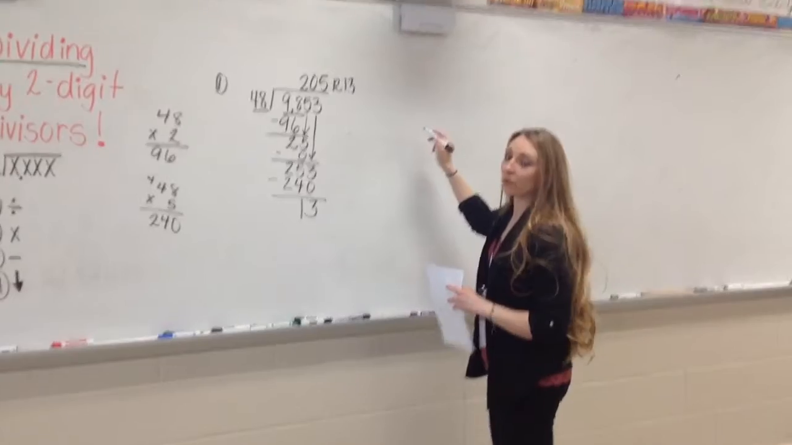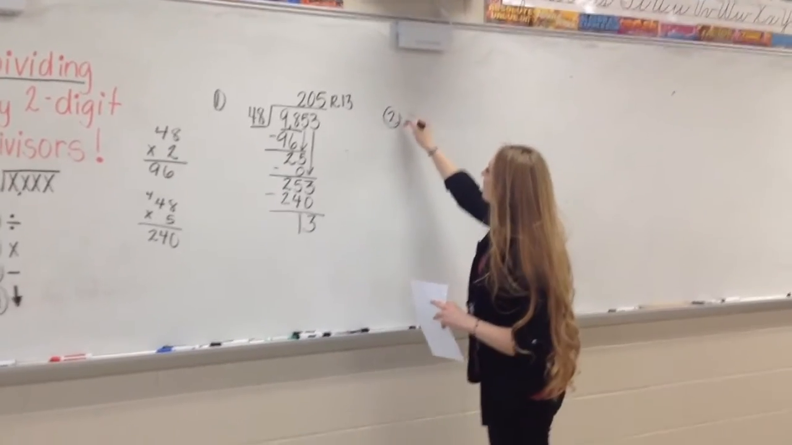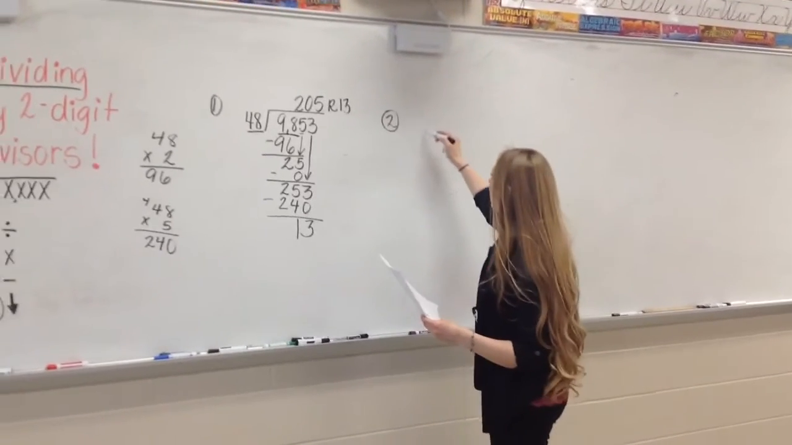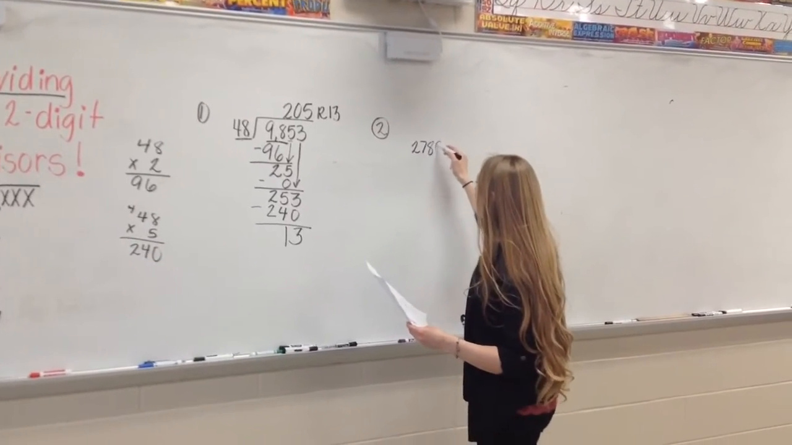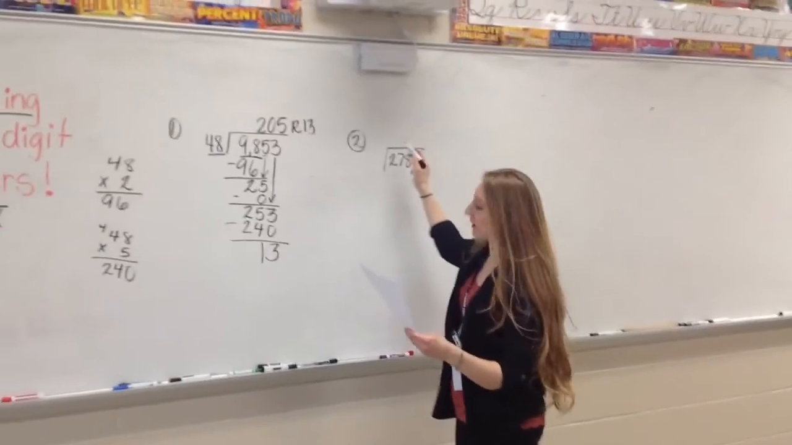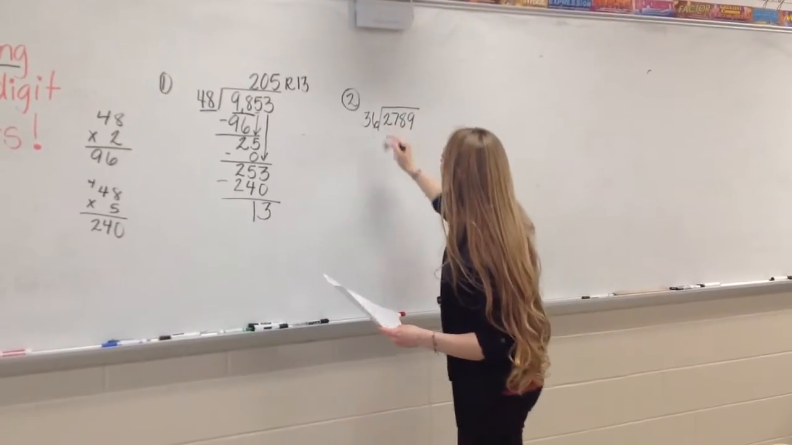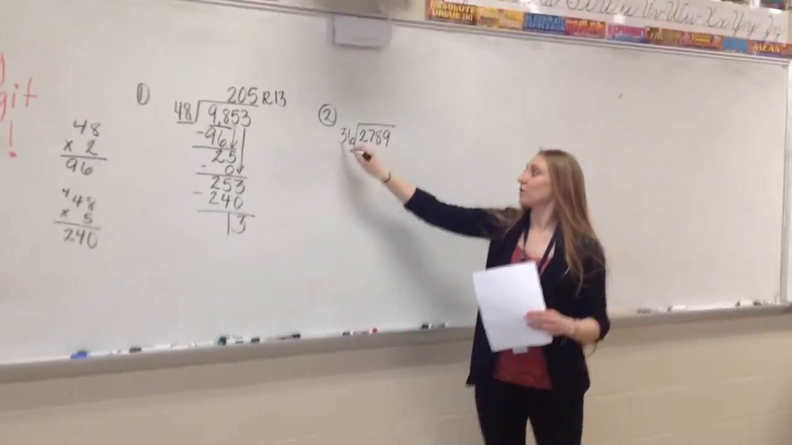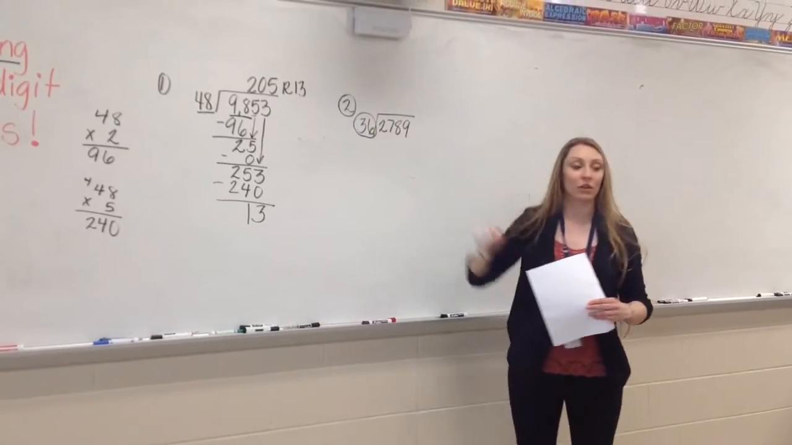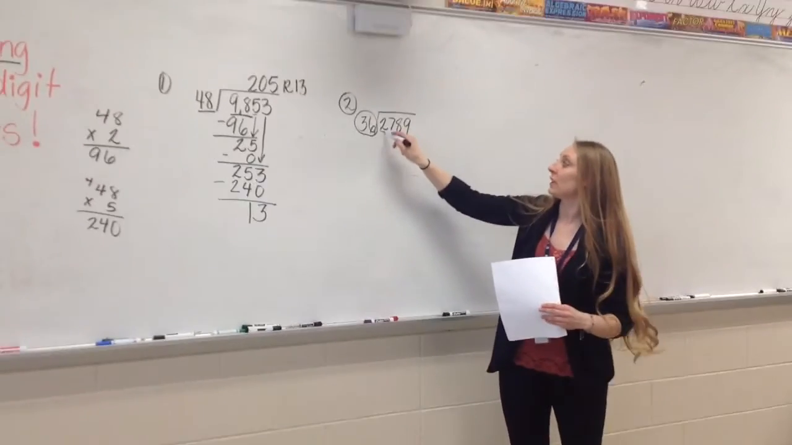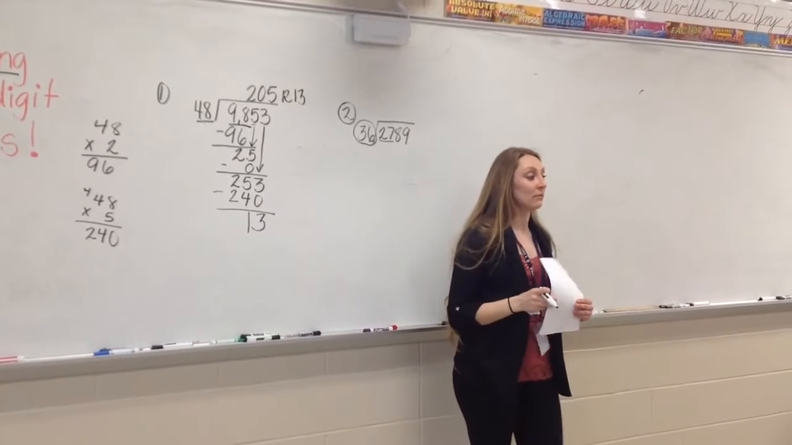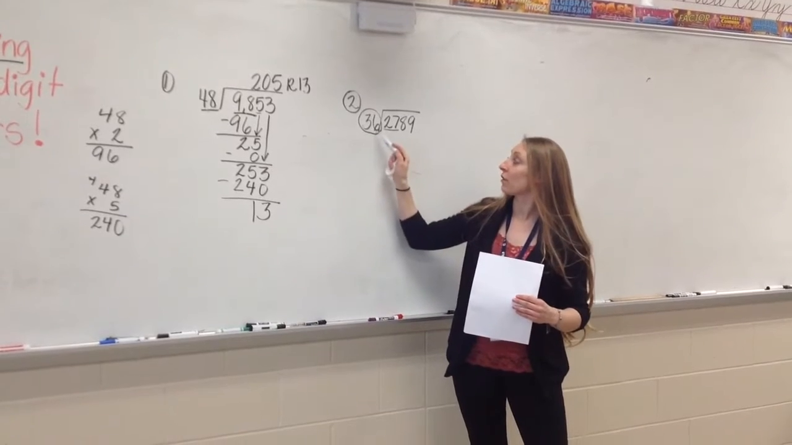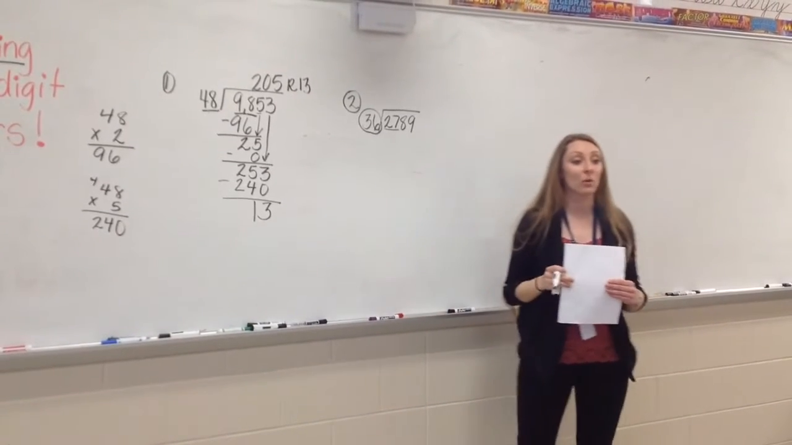In problem number 2, I have 2,789 divided up by 36. In this problem, I run into my first 2 digits, or my 2 digits for my divisor are 36. First 2 digits of the dividend are 27. 36 does not go into 27 without going over.